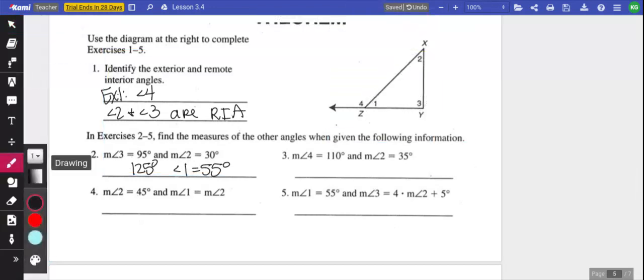Okay, next. Angle 2 equals 45, and the measure of angle 1 equals the measure of angle 2, so that would also be 45. To find angle 3, I'm going to do 180 minus 45 minus 45, which is 90. Then I know that angle 2 plus angle 3 will equal angle 4. So 90 plus 45 is 135.